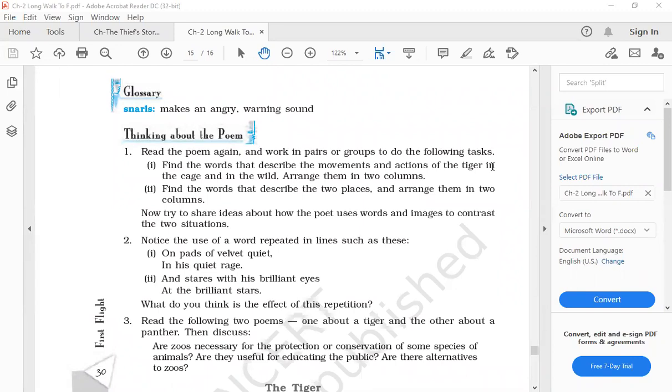Are zoos necessary for conservation of some species? Is it a useful way of educating people about animals? And are there any other alternatives? Yes, Bhumi.